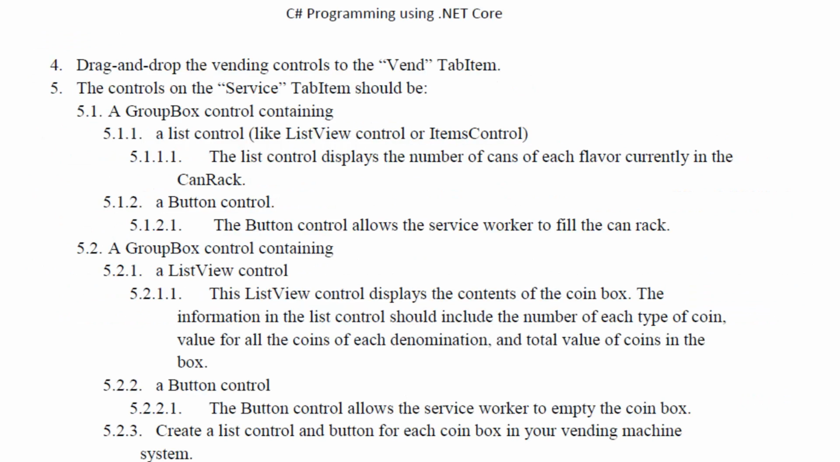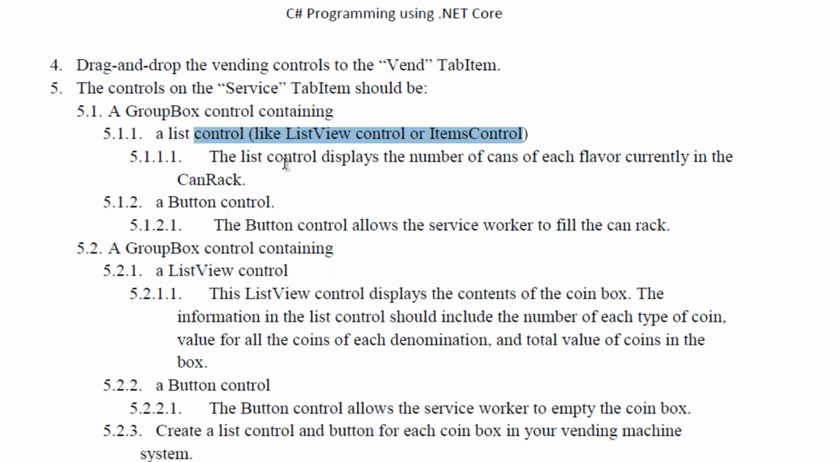So once you've placed a tab control on your window, the next thing you want to do is drag and drop all of the controls that you've created so far into the Vend tab item. On the Service tab item, you're going to want to create a couple of group boxes. So you could use a grid or a stack panel or a docking panel or whatever you want, but somehow you want to put a group box on that Service tab item that contains a list control. Now for the first group box, your list control could be a list view or a list box or a list control or basically whatever you like.